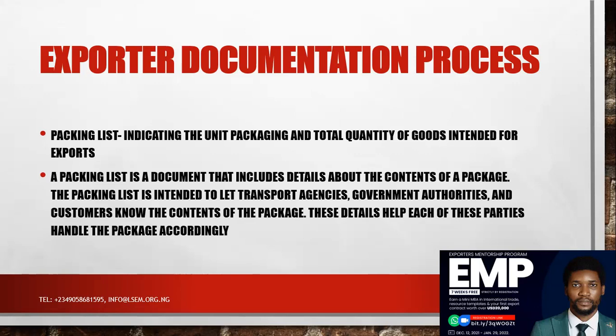So a packing list is a document that includes details about the content of a package. It's intended to let transport agencies, government authorities, and customers know the contents of the package. These details help each of these parties handle the package accordingly. So they know the gross weight, the net weight, and all that from your packing list, but they know the total price of the whole contract, what it's worth, from the commercial invoice.